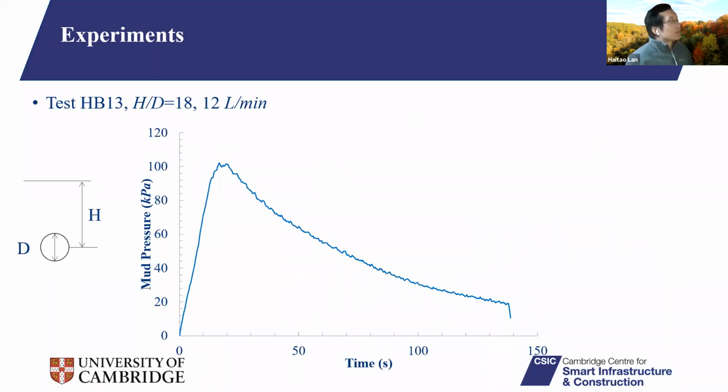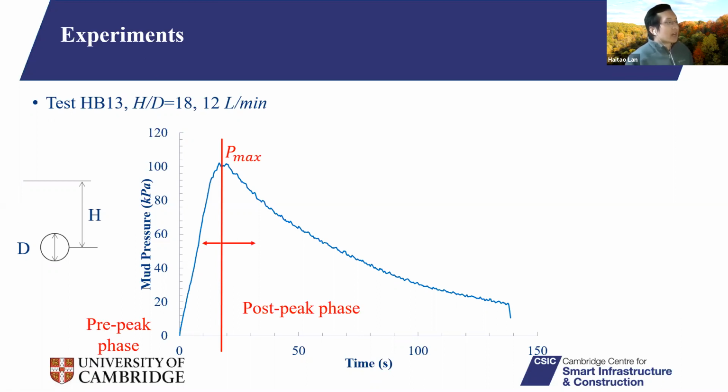So here is one example from our tests. That's H/D of 18 at a pump rate of 12 liters per minute. The x-axis here is the time in seconds, and the y-axis is the mud pressure in kilopascals. The mud pressure reaches the peak value in a very short time. Before that is the pre-peak phase, and after that is the post-peak phase. We stop the test when mud appears on the ground surface.